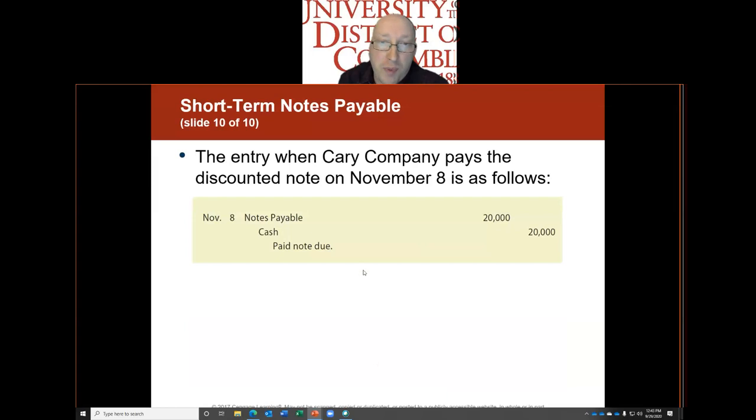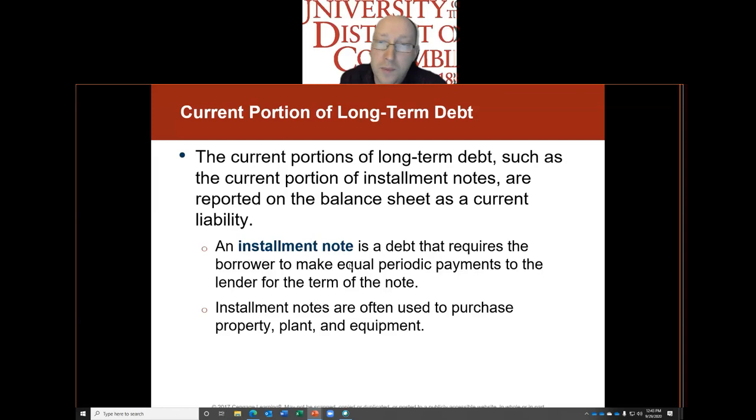And of course, when we pay the bank back, we debit notes payable to reduce our notes payable amount, and we credit our cash to reduce our cash. Does it make sense?